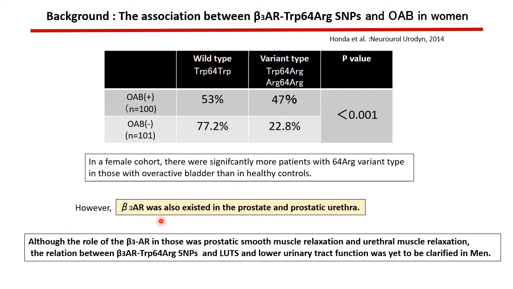However, beta-3 adrenoceptor also exists in the prostate and prostatic urethra. Although the role of the beta-3 adrenoceptor in those is prostatic smooth muscle relaxation and urethral muscle relaxation, the relation between beta-3 adrenoceptor tryptophan 64 arginine SNPs and LUTS and lower urinary tract function was yet to be clarified in men.